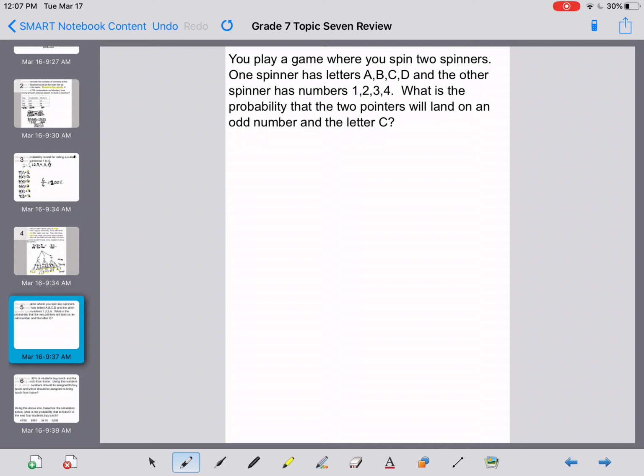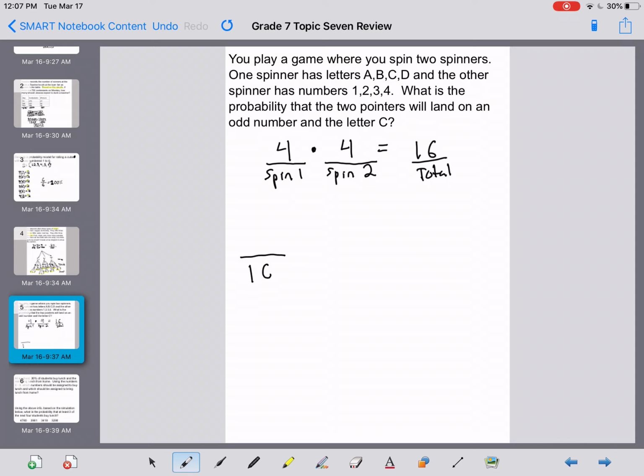To determine the probability, I'm just going to first determine my total number of outcomes. There are 2 spinners, so I have my first spinner and my second spinner. My first spinner has 4 options, and my second spinner also has 4 options. So I'm going to multiply those 2 numbers. 4 times 4 is 16, so that would be my total number of possible outcomes. So I know my denominator is going to be 16.